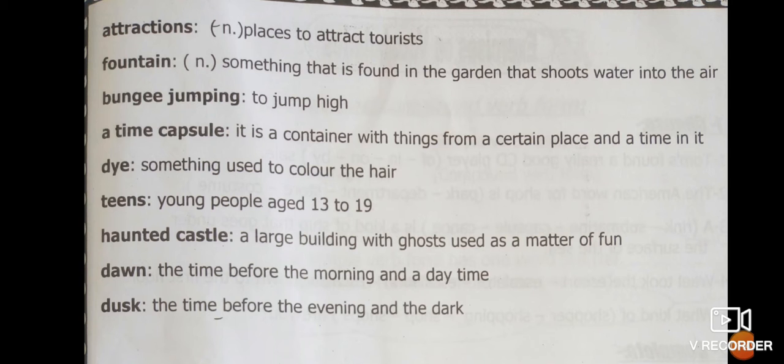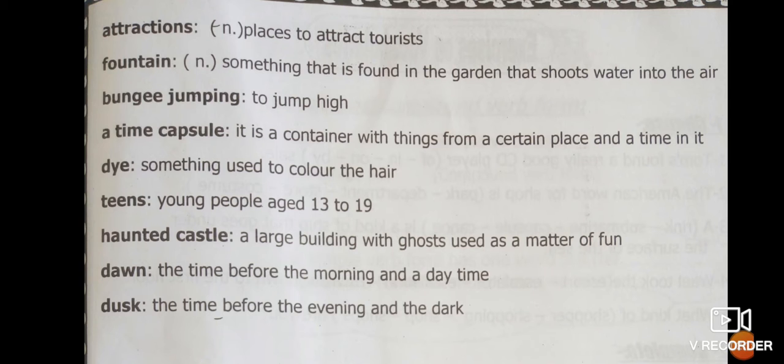Dye means something used to color the hair, and sometimes it is used as a verb. Okay, but the coloring of the hair, we call it dye. Teens, people who are aged from 13 to 19, teenagers. Okay, haunted castle, a large building with ghosts used for fun. We find this haunted castle sometimes in the fun fair.